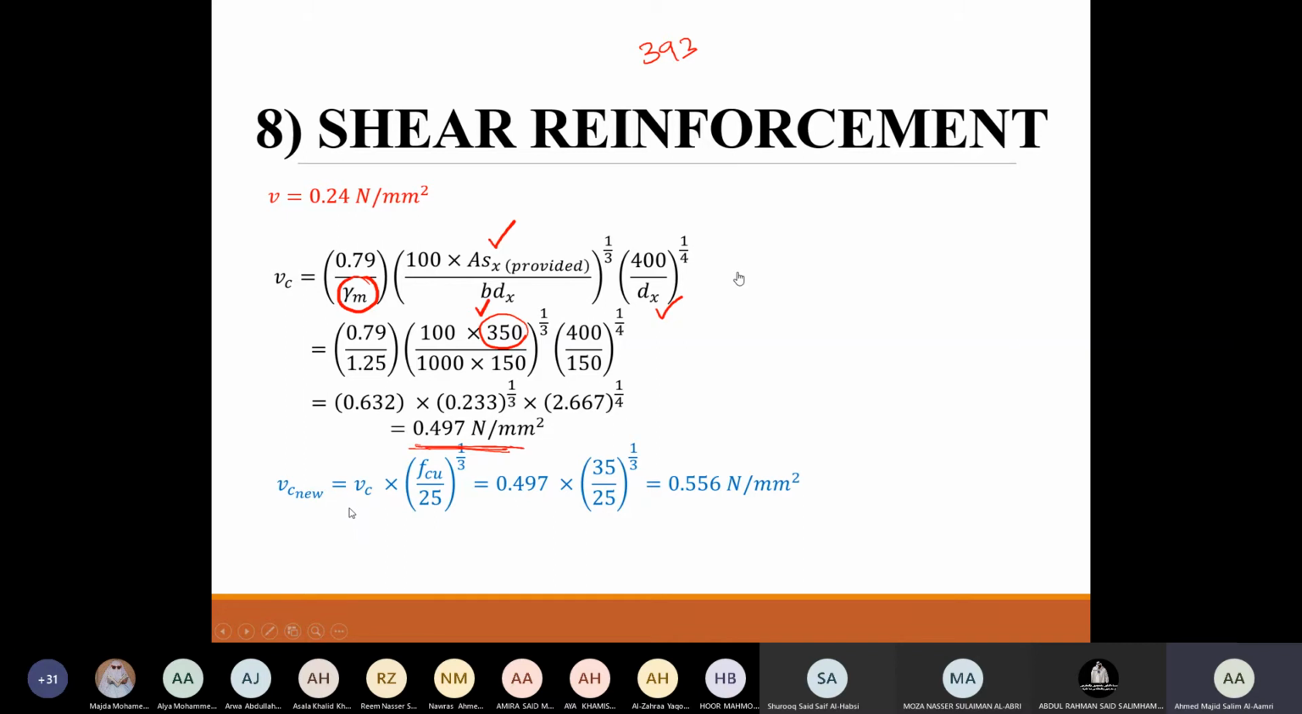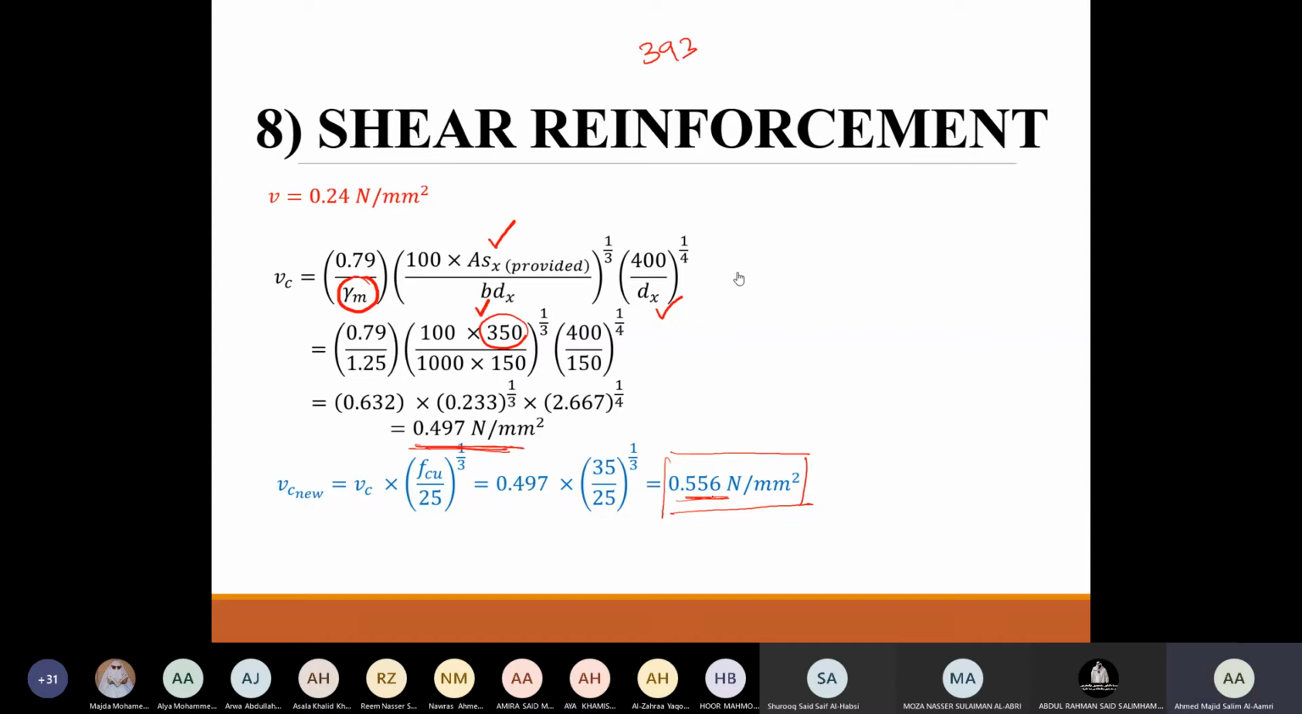Okay, so we have multiplied because we have a grade more than 25. We multiplied our vc value, which is 0.497, by (35/25)^(1/3), and we have got 0.556. What we are trying to say is that the concrete can take a shear stress of 0.556 Newton per millimeter square. Any value lesser than 0.556 means that the concrete can take it without additional reinforcement.